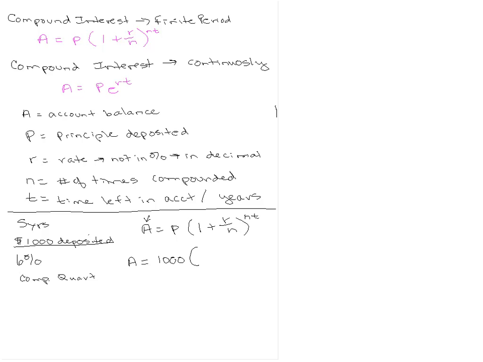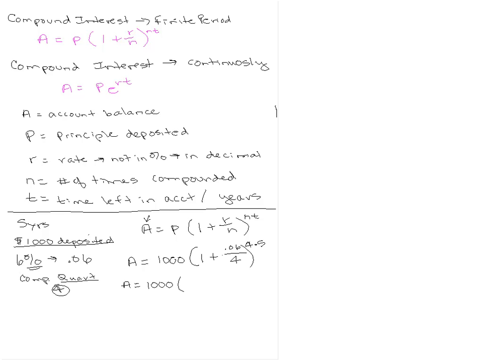times 1 plus the rate. The rate cannot be in percentage. It has to be in decimal. So 0.06. Now, the N is the number of times it's compounded. If it's compounded quarterly, it's compounded 4 times. And then 4 again times the time in years, which is 5. Now, the worst part about this is you have to remember your PEMDAS. What do you do first? You do what's in parentheses. So A equals 1,000 times this.